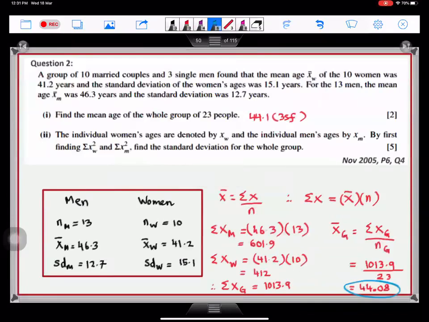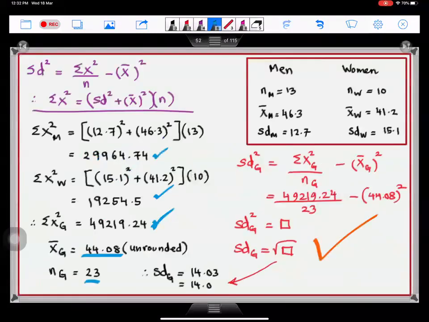Now, one last question before we start the second video. This question is about 10 married couples, 10 men, 10 women, and 3 single men. The data is given as it is. For men, you have the mean, the number, and the standard deviation. For the women, you have the x bar and the number. So basically, you have to find sigma x for men and sigma x for women. You have to find sigma x square for men and sigma x square for women. And then it's back to the basics.